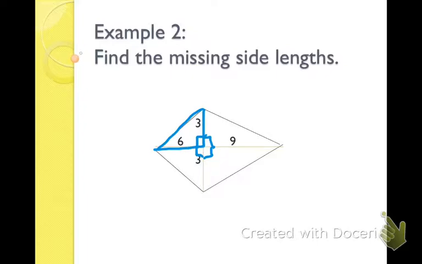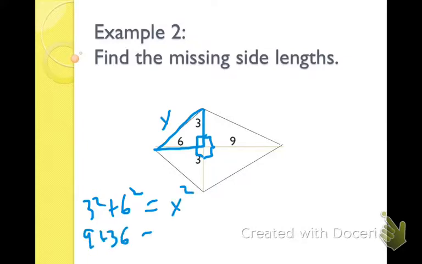Right, we have a right triangle. What can I use to find the missing length in a right triangle? Pythagorean theorem. So we would do 3 squared plus 6 squared equals, we'll call this x squared. So that'd be 9 plus 36 equals x squared. So then x squared equals 45. And then we simplify the radical.